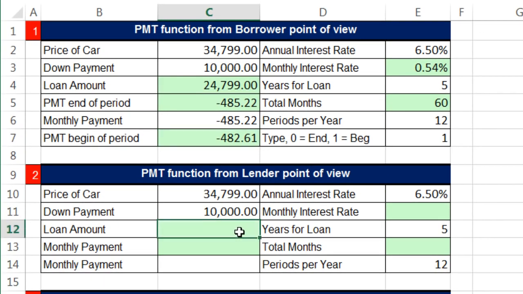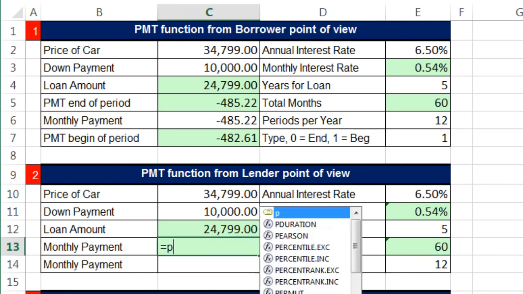Now let's go look from the lender's point of view. The loan amount is still going to be the same, price minus down payment. The monthly interest rate is still going to be, hey, that annual rate divided by the number of periods for the year, and the total number of periods will be years times periods per year, which would be 60.